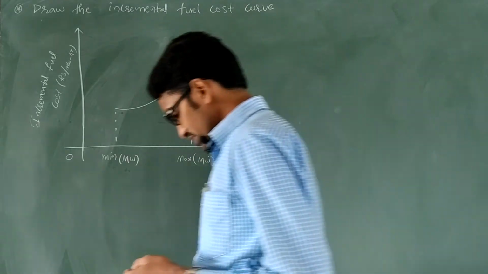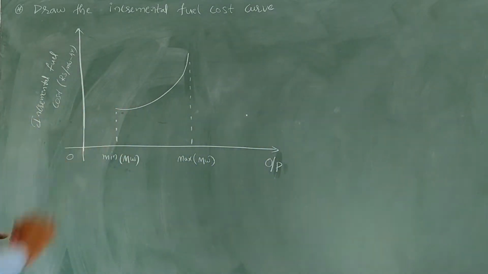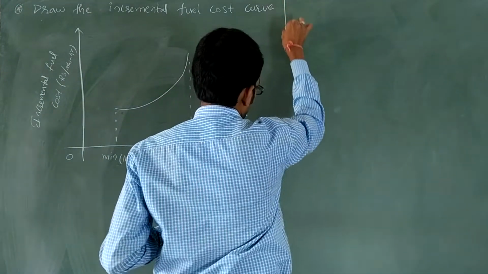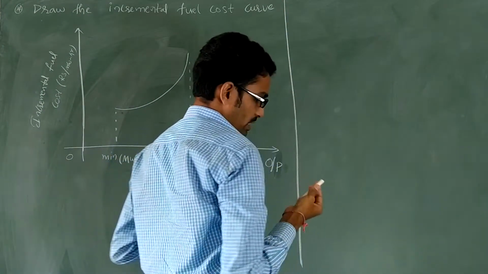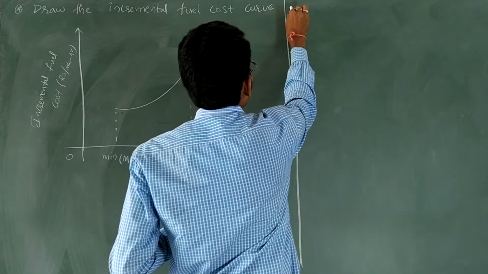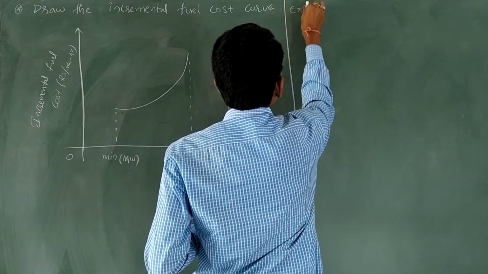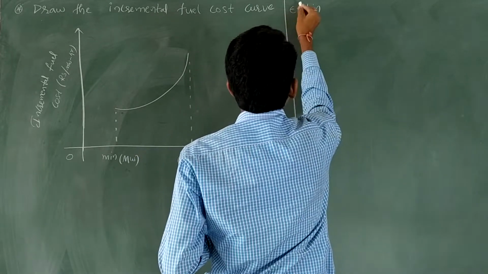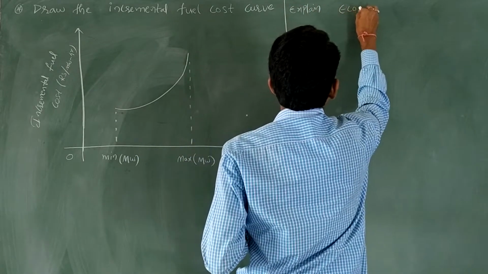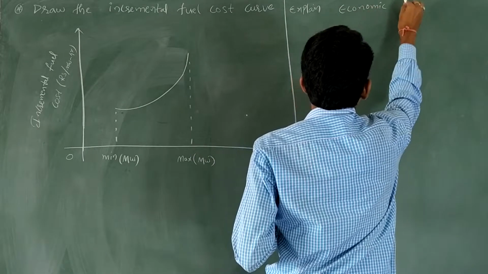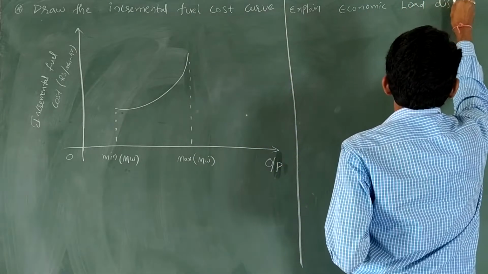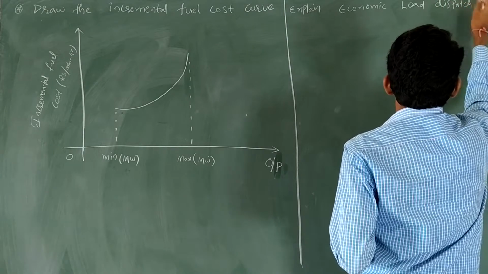That is a 2 marks question, and the next one is: explain the economic load dispatch problem.